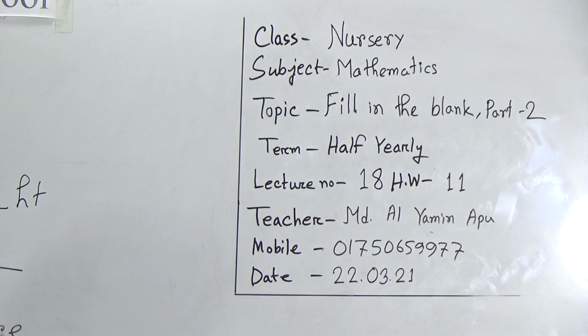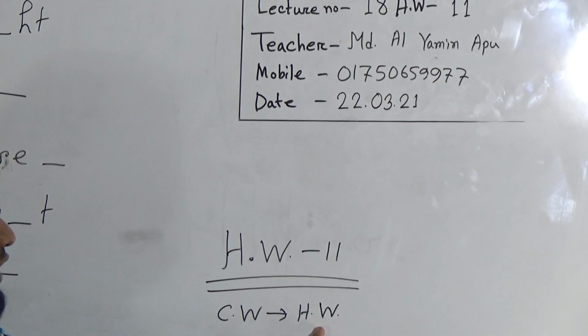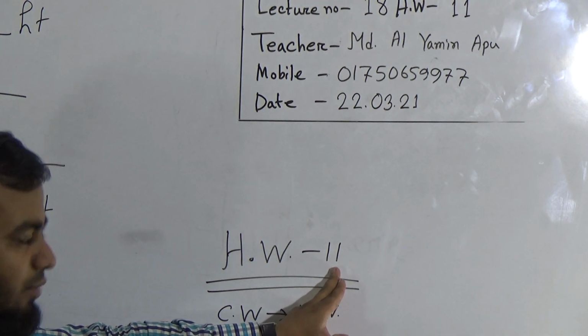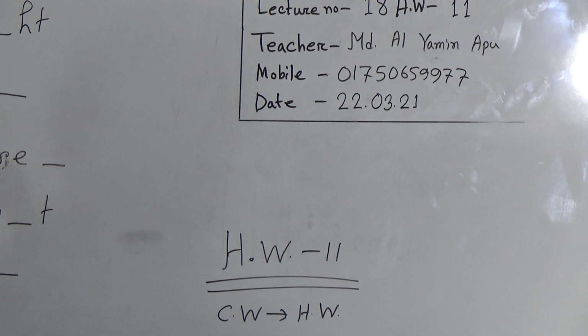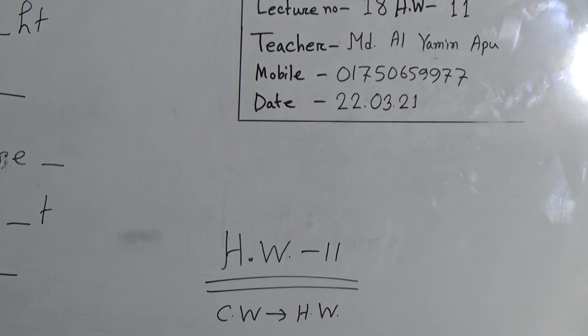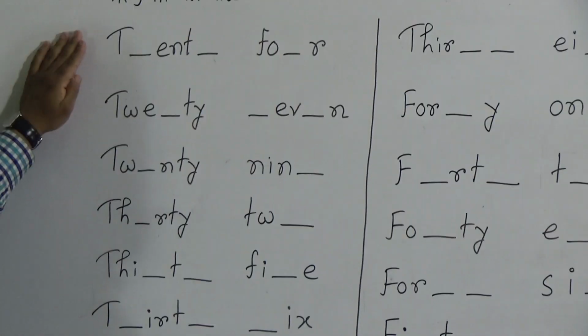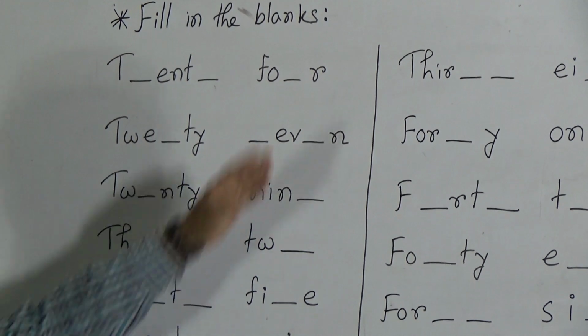Dear students, your homework number is 11. This is your CW and this is also your HW. To do the HW, you should mention the HW number 11 in the left top corner in your HW copy, and after that you should write down this one and then fill the blanks. Okay, now let's start our class. It's fill in the blanks. We should learn today only 12.